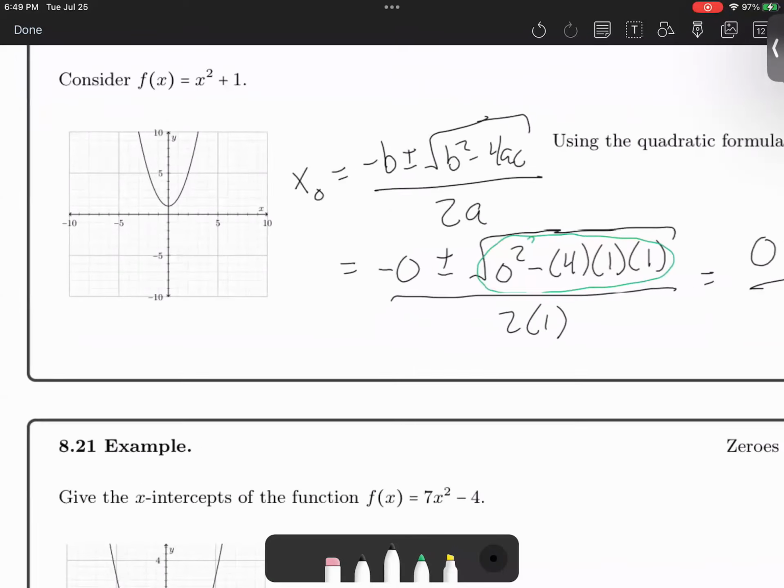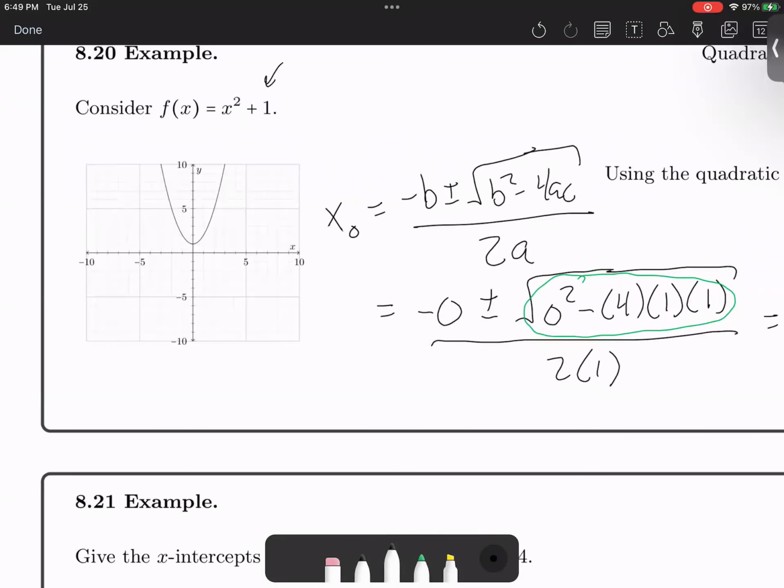In fact, if you look at the graph, this is the x squared function just shifted up by 1 unit. It never crosses your x-axis. It doesn't have any real zeros.